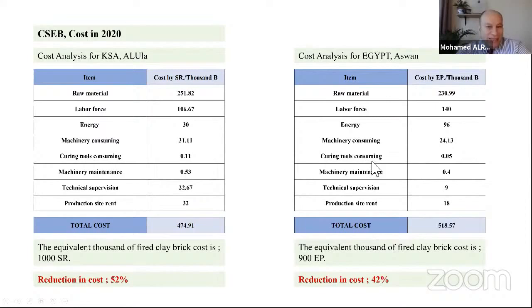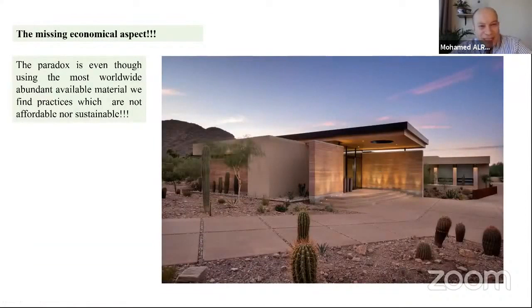So what is the problem? There is a missing economical aspect here. There is a paradox, really. Yesterday most of the presentations said that we are dealing with a most affordable material. It is widely available, and it's very cheap, it costs nothing, and so on. So why did we reach the point that it causes these figures I mentioned to you? There is something missing.